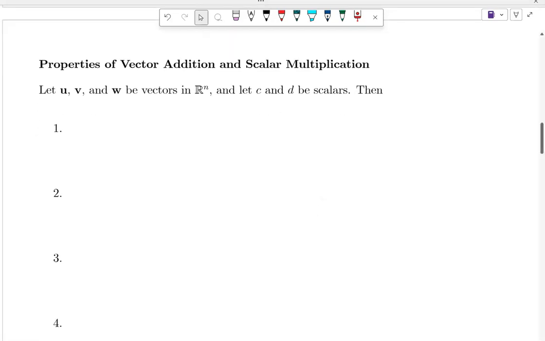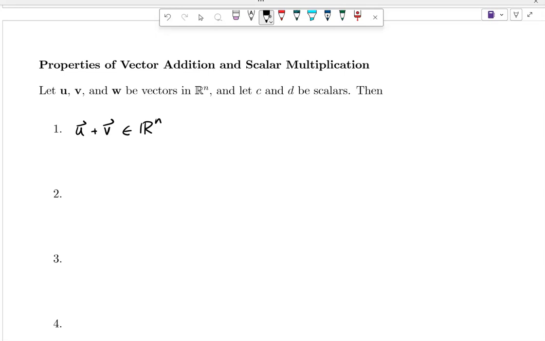So let's say we have 3 vectors, u, v, and w, and let c and d be scalars. Well, the first thing, hopefully fairly obvious, is that if I take my u and I add it to v, I end up back in my Euclidean n space again. That little symbol, if you're not familiar with it, just means is an element of. So I'm starting with u and v being vectors in Rn. I'm just saying when I add them together, I get back in Rn again.